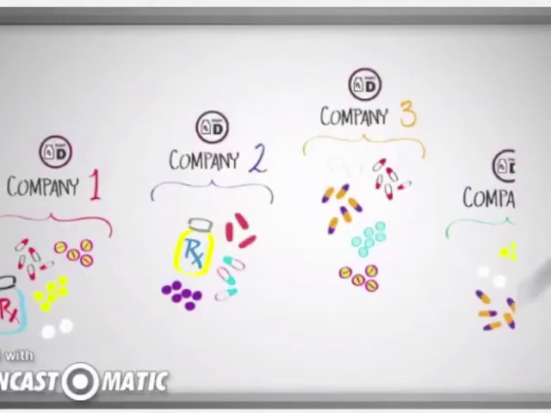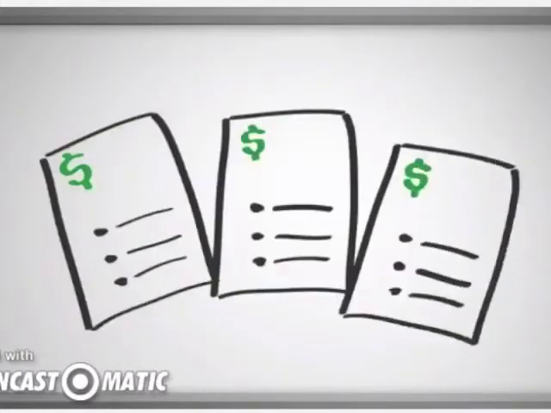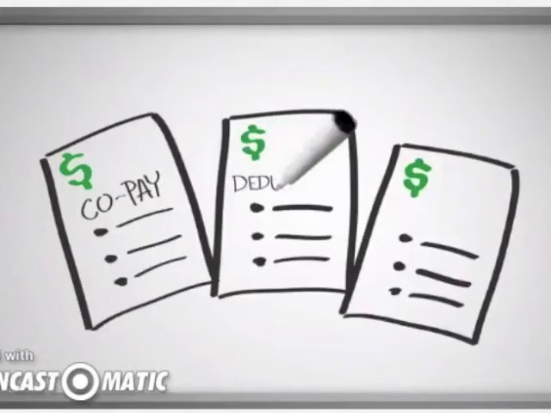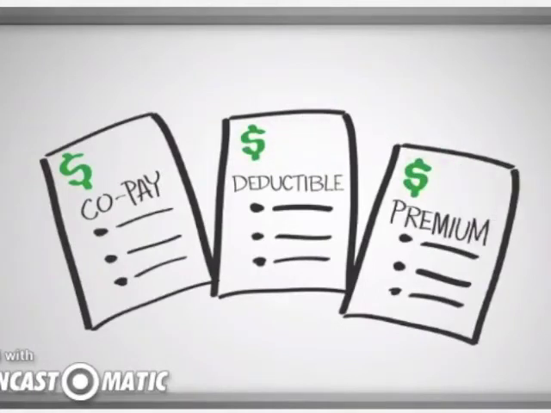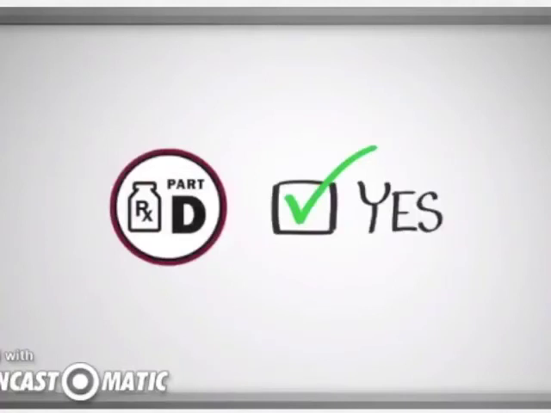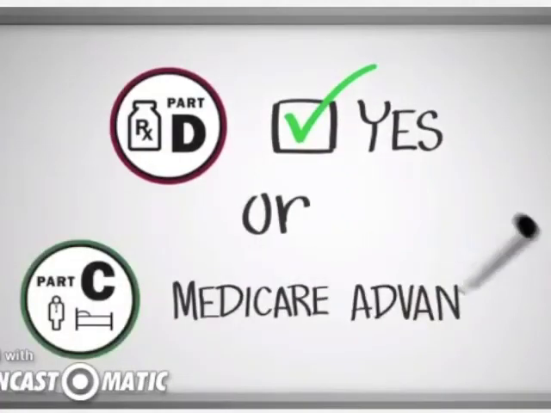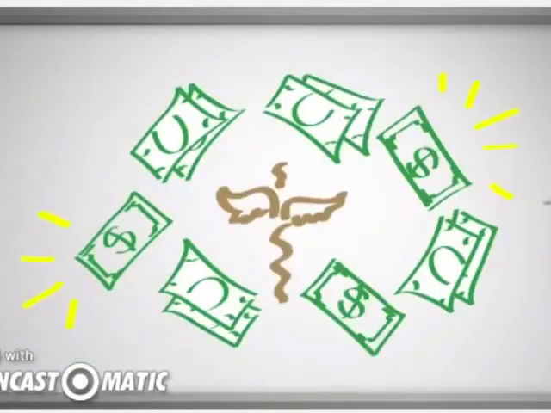Third, Part D plans vary by company. So when you compare plans, you should make sure the drugs you take today are covered. Then review the drug copays, any required deductibles, and monthly premiums. For most people, Part D is a smart choice, whether on its own or as part of a Medicare Advantage plan. It can help you save on the cost of your drugs, help you manage your healthcare budget, and provide coverage in case your health needs change in the future.